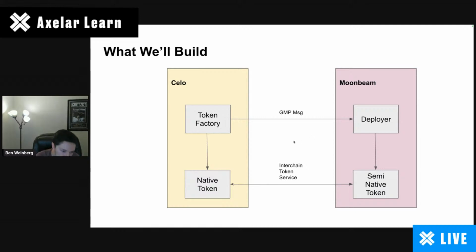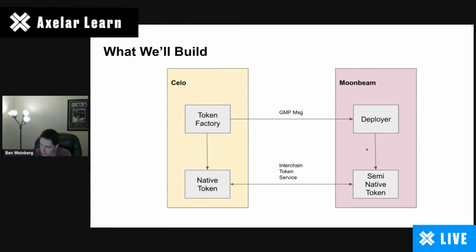So how's the flow going to be? Well, we're going to build our native token. This is our main token that we're working on. It's going to be deployed via the token factory. Now, on a chain where we might not be regulated to operate our native token, let's say Moonbeam, we can use an instance of our token factory, let's say the deployer, where anyone can go and deploy what's called a semi-native token on that new chain.